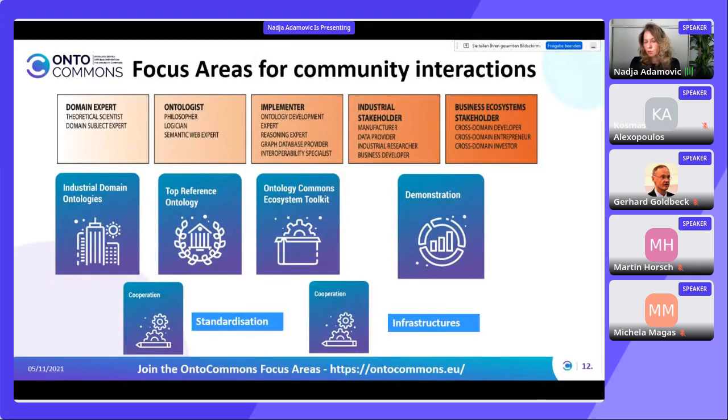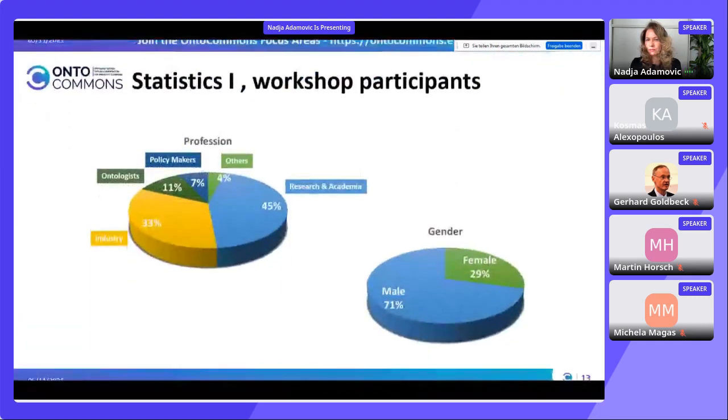I would like to invite you once again, in case you do not yet participate, to join the focus areas. We will be happy to have more active members in diverse focus areas. You can very easily do it through the website, and we will be happy to collaborate more intensively with you, and we are happy to have active stakeholders in the Ontology Commons community.